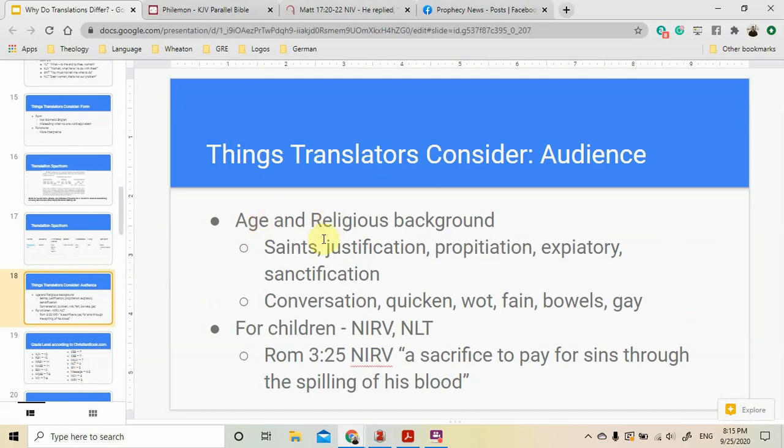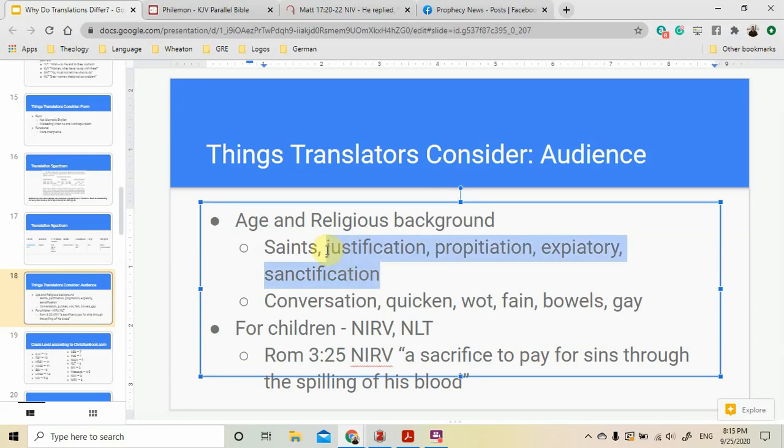So, are we translating for someone who has a religious background? Do they know what the words saints, justification, propitiation, expiatory, or sanctification even mean? If a translation uses words like this, they are assuming that this is somebody that has a religious background or has the tools to go and understand these words. Other translations aren't going to assume that. So like the NIRV and NLT are written at a very low reading level, and so they would be good for children or people with low reading levels.